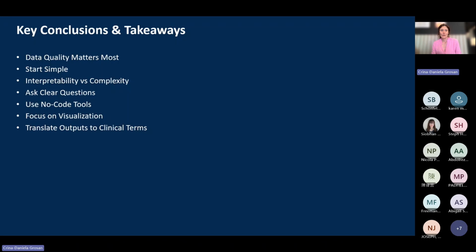Start simple when you want to use machine learning models. Don't use the most complicated model that exists. Maybe your problem isn't that complex. Start with a simple model. If you don't get the expected results, increase the complexity of the model or apply different models, but don't start from the beginning with very complex models, because it might make no sense.